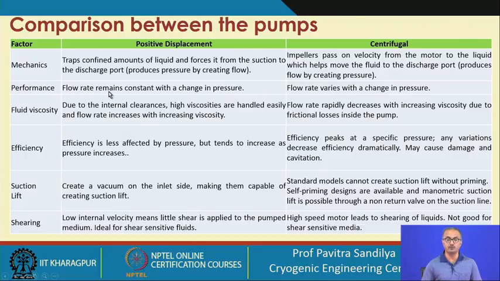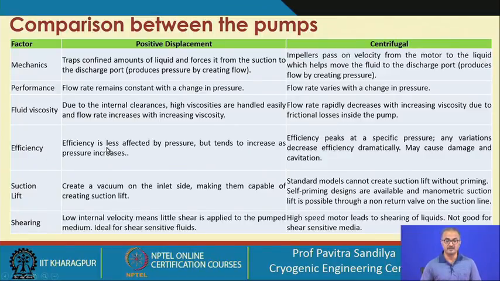Then on the performance side, the flow rate remains constant even with a change in the pressure, whereas in a centrifugal pump we find the flow rate varies with a change in the pressure. So this is how the displacement pumps are not affected by the pressure much. Then if we talk of fluid viscosity, high viscosity fluid may be handled conveniently by the positive displacement pump, but on the other hand centrifugal pumps will not be a good choice, because there will be a lot of frictional loss during the rotation of the fluid.